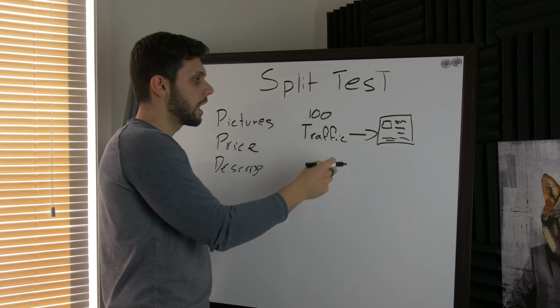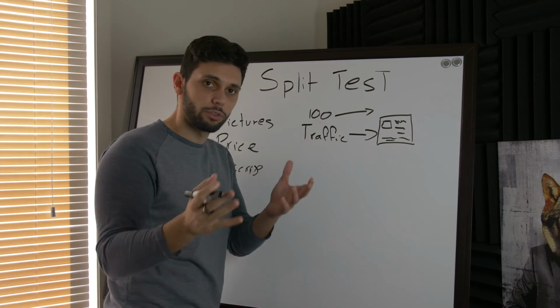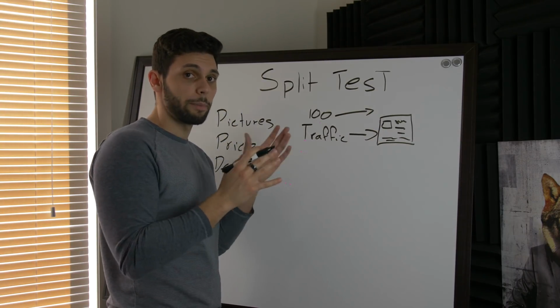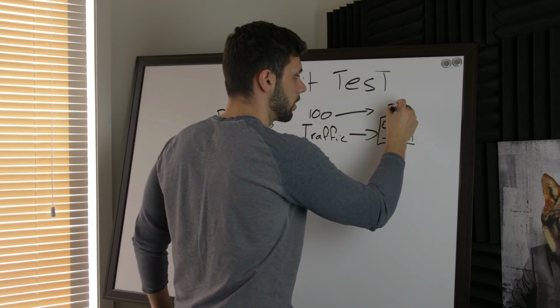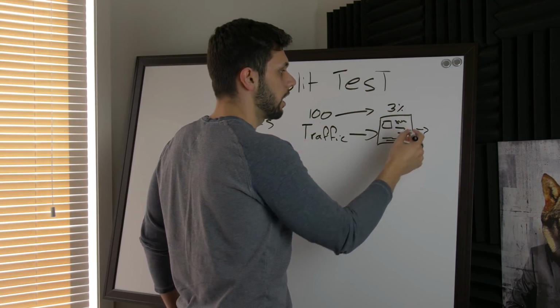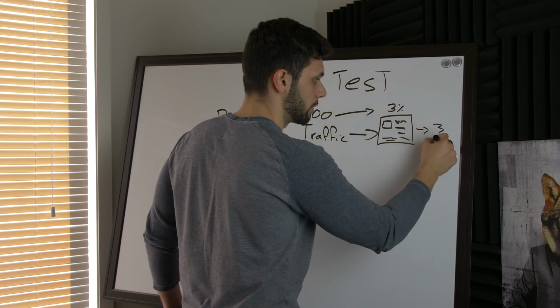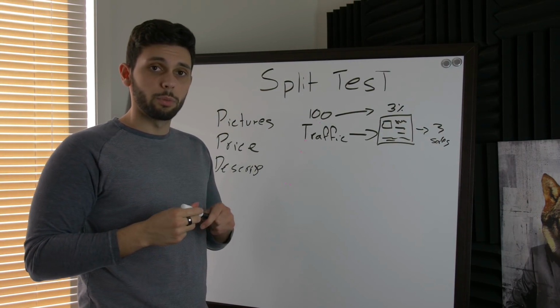So that's your listing. And if 100 people come into your listing, then let's assume that you have a conversion rate, okay, of those 100 people. So how many of those 100 people are actually going to buy? Let's say it's about 3%, okay? So if you have 100 people come into your listing, 3% are buying, you'll have 3 sales. Okay, so 3 sales.